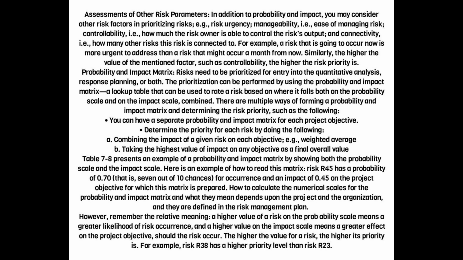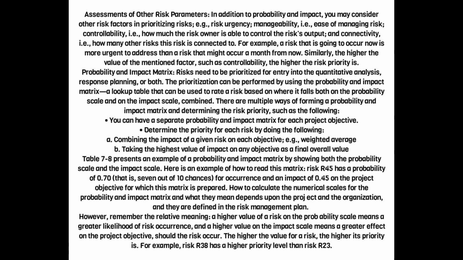Assessments of other risk parameters. In addition to probability and impact, you may consider other risk factors in prioritizing risks, for example, risk urgency, manageability, i.e., ease of managing risk, controllability, i.e., how much the risk owner is able to control the risk's output, and connectivity, i.e., how many other risks this risk is connected to. For example, a risk that is going to occur now is more urgent to address than a risk that might occur a month from now. Similarly, the higher the value of the mentioned factor, such as controllability, the higher the risk priority is.